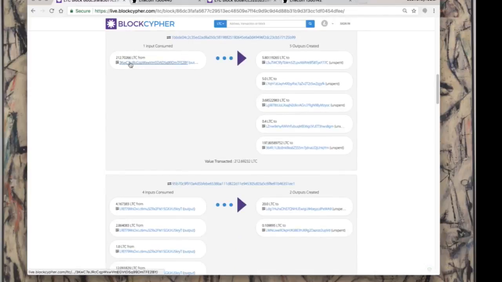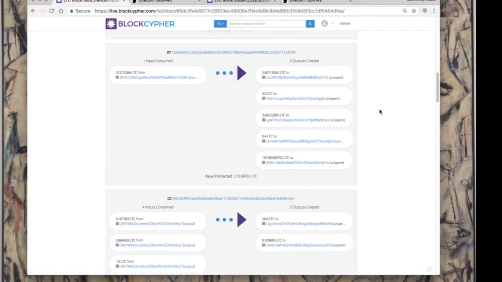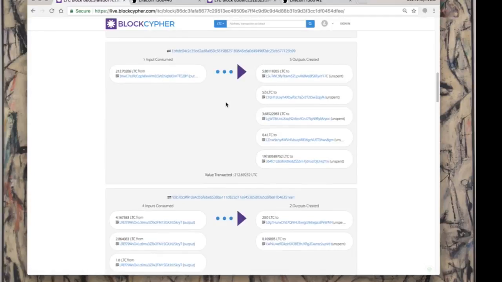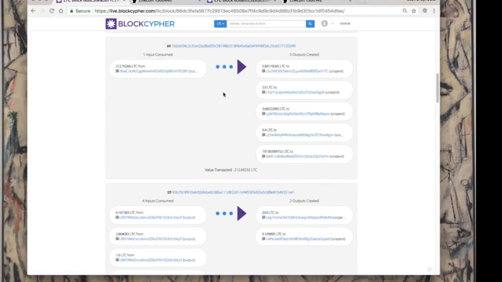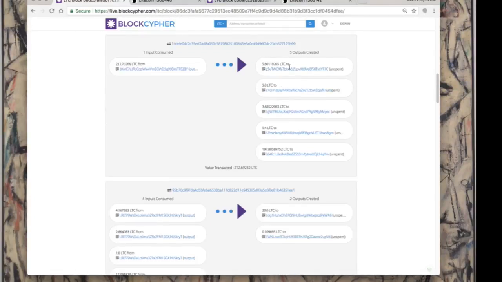Now, this is interesting. So you have one Litecoin address right here, and then all of a sudden you have 5 outputs. And the question is, how is this possible? Well, they do this through a technique called batching, and basically what this does is batching.